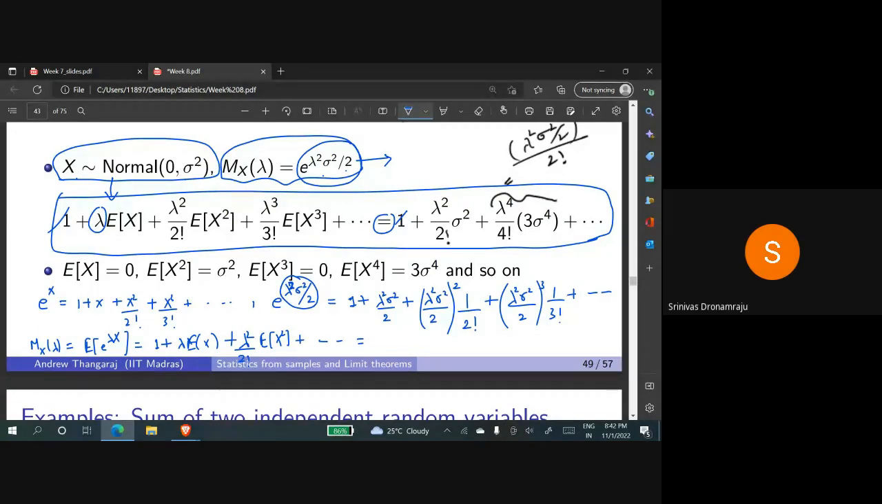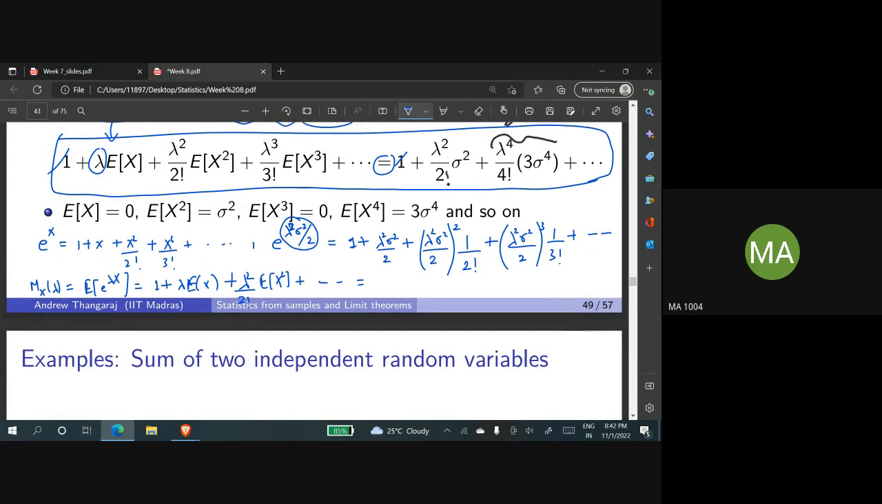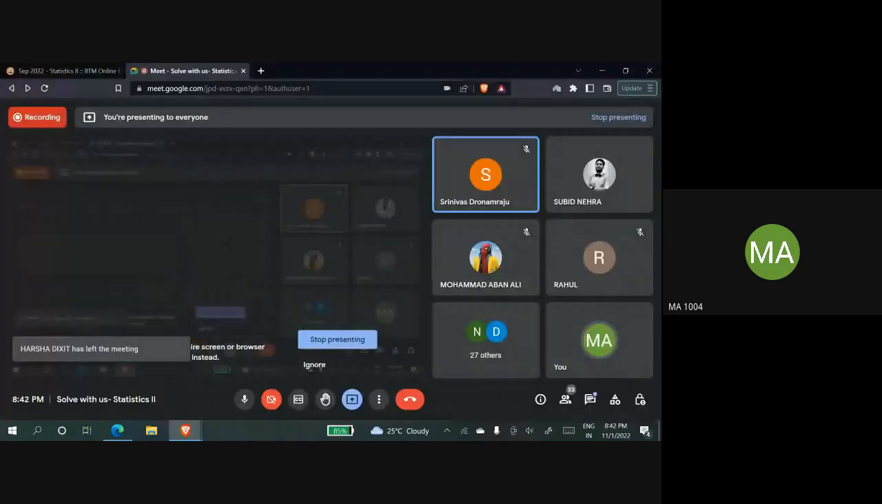I think he's saying when you considered e to the power of x, okay, as e to the power of lambda x, then x will be equal to lambda sigma square by 2. Instead of considering e to the power of x, he is considering e to the power of lambda x. Then e to the power of lambda x is equal to 1 plus lambda x plus lambda square by 2 factorial into x square. Yeah, yeah. Let me take a fresh page and do it.